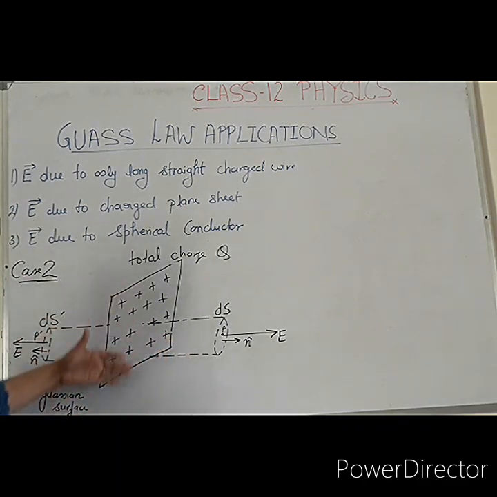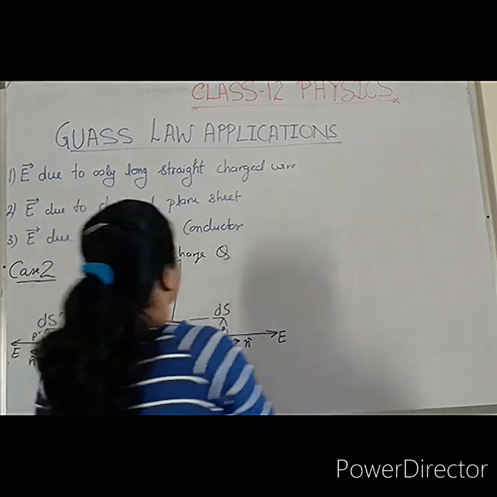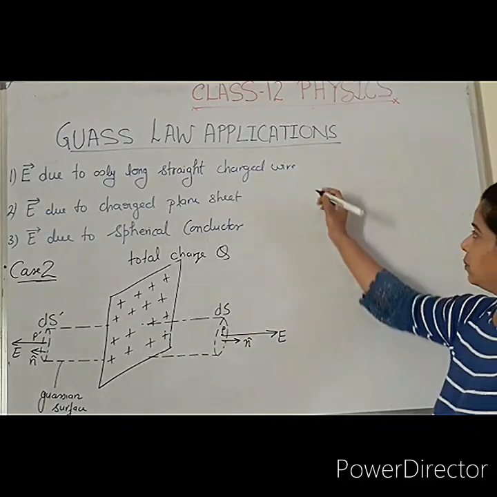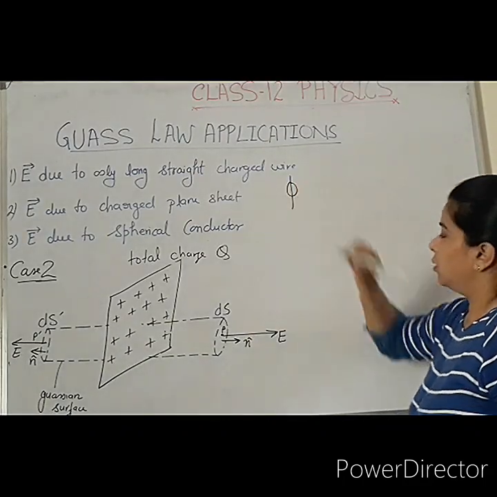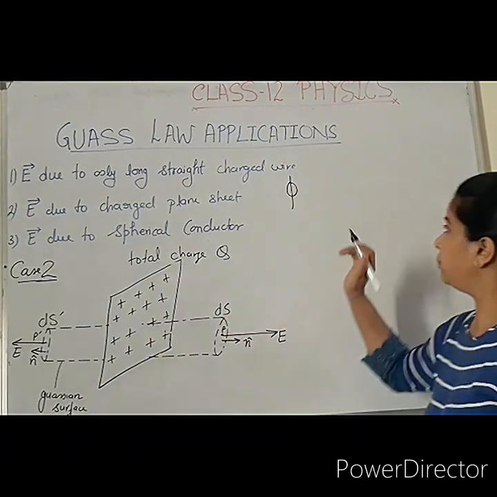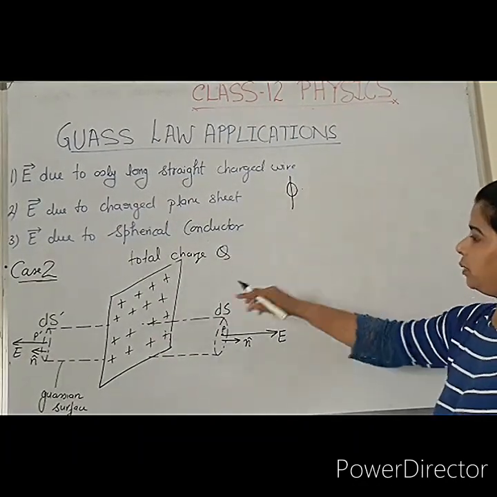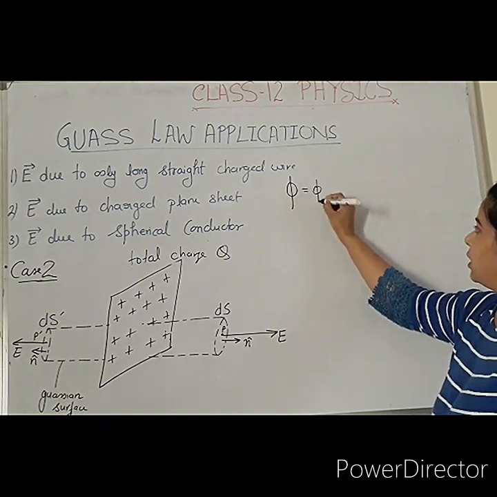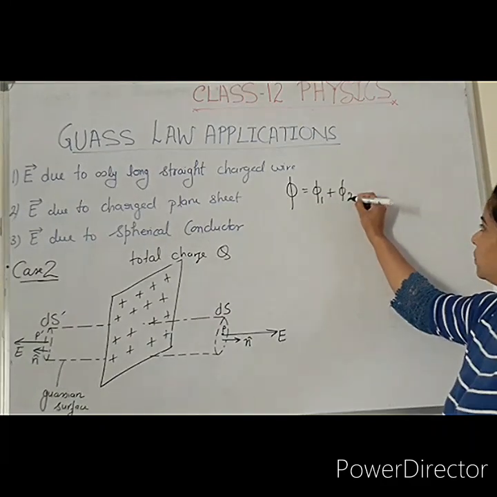Because this is a plane sheet, there are so many charges spread over the plane sheet, so we will calculate both the fluxes. Now, in accordance with Gauss law, the flux due to the plane sheet at point P and P dash can be represented by phi 1 plus phi 2.